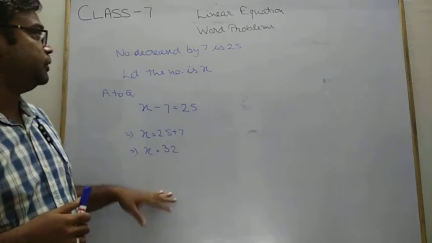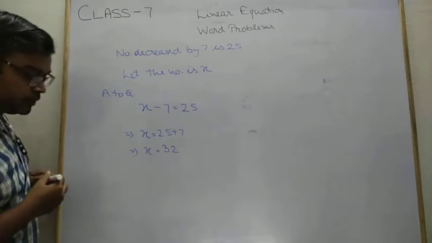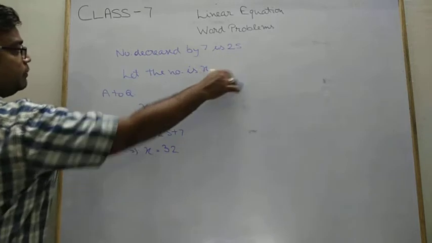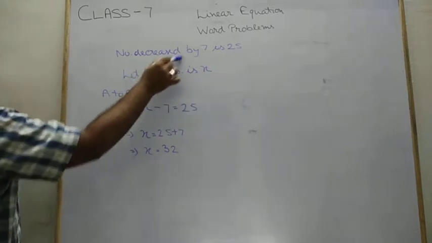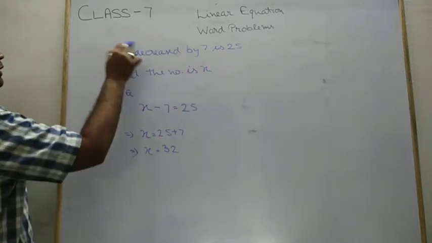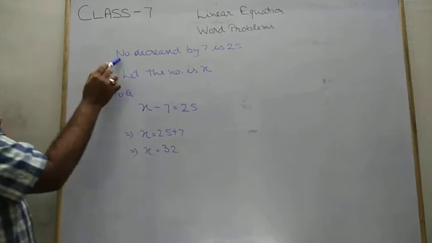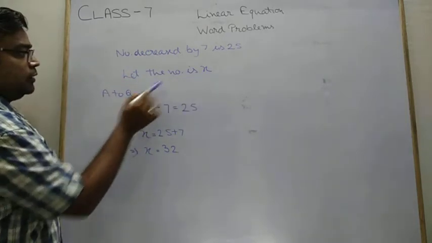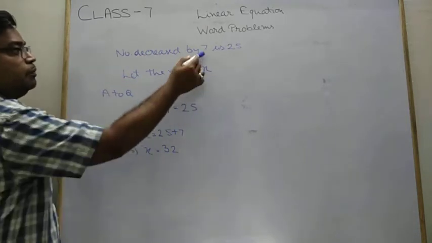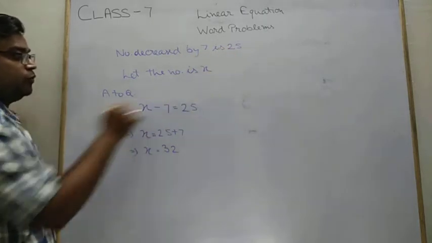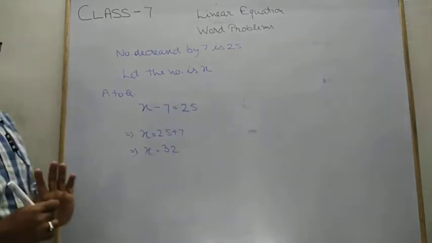So I hope you are able to follow. The question says that the number is decreased by 7, so we know the unknown quantity is the number. This number is unknown. So we let this unknown number be x, and then we place the condition to frame the equation. This is the solution part.